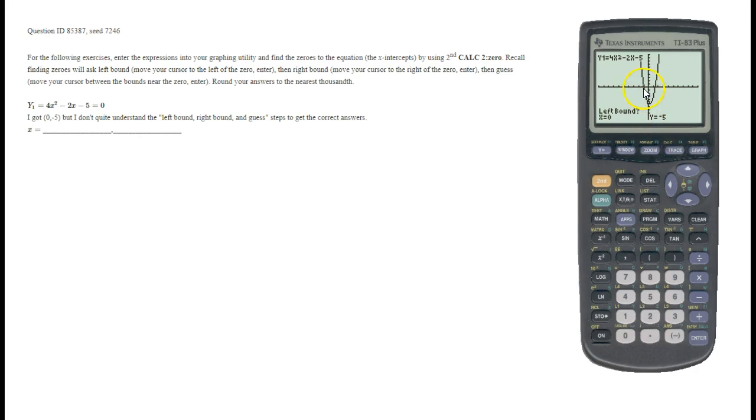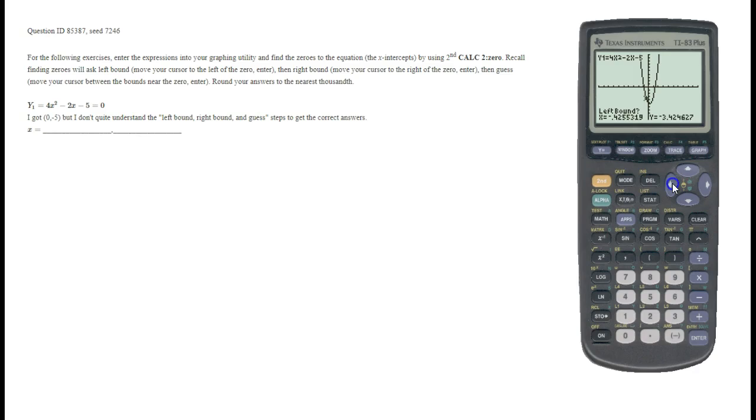So where are my zeros? Well, it looks like there's one here and one here. It's not asking for the y-axis or the y-intercept. That's a zero there, but it wants the x-zero. So whenever you're asked to find the zeros of a function, it's talking about the x-intercepts.